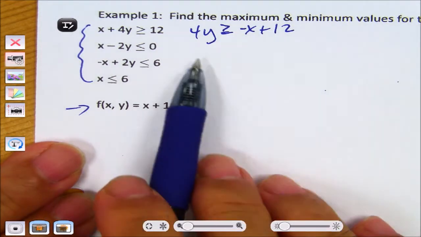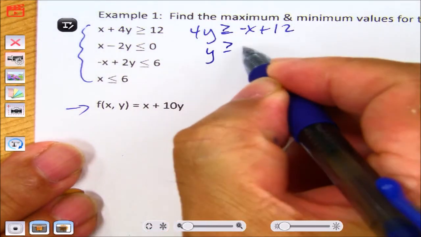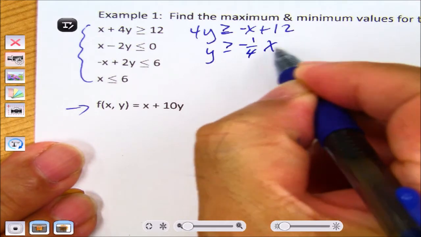Okay. Alright. Continue to solve for y. I'm going to divide by 4, so it's y is greater than or equal to negative 1/4 x plus 3.